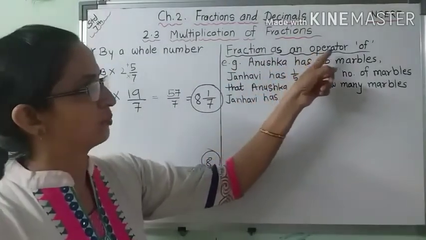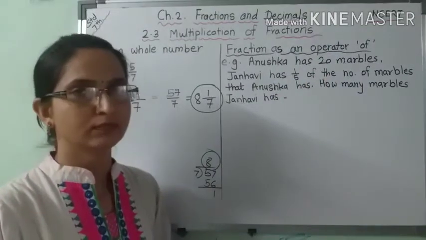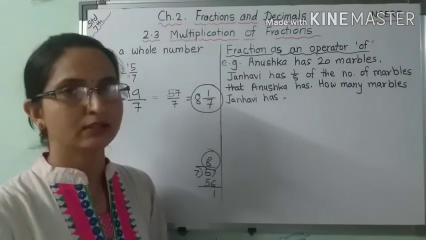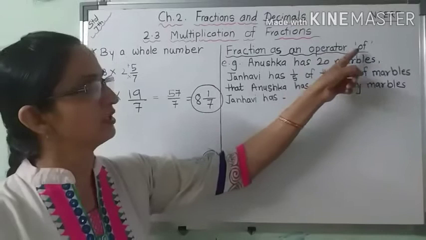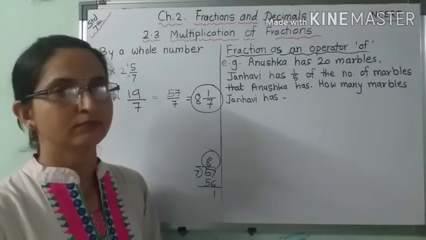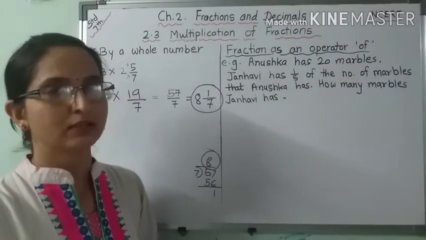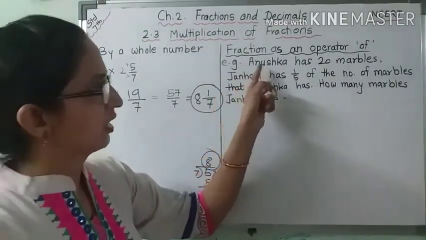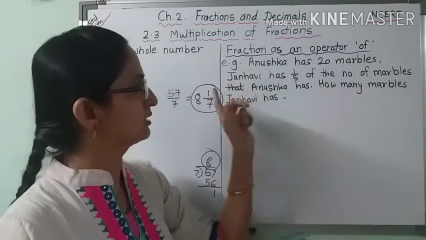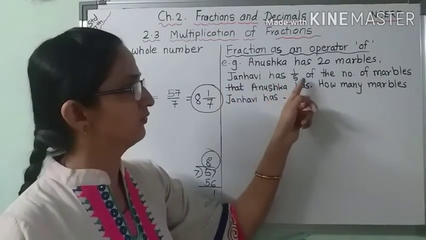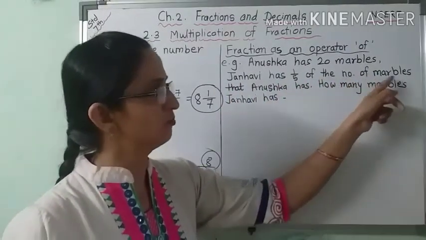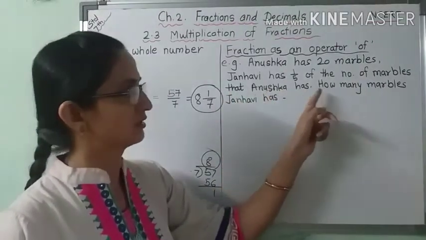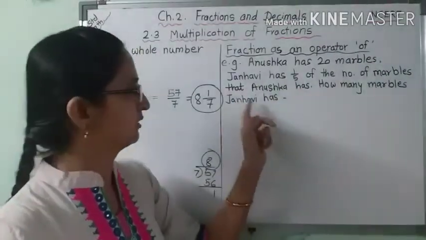Fraction as an operator of. Here we are going to see the concept of the operator of. By solving an example, you will clear this concept. Example is: Anushka has 20 marbles. Jahnavi has 1/5 of the number of marbles that Anushka has. How many marbles does Jahnavi have?